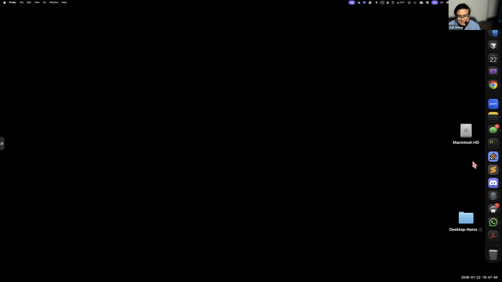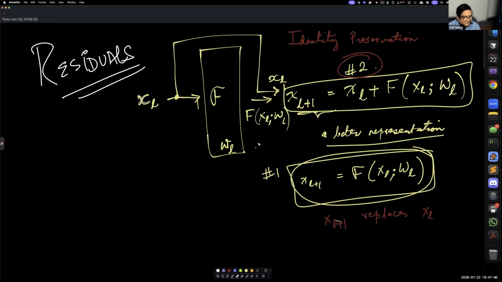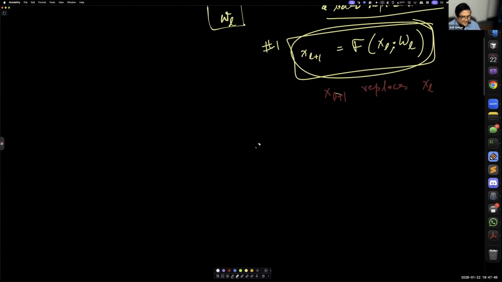So there are two ways of doing residual. It's a good point, actually. Let me put it this way. I'll give you an example. Suppose this is a layer, one layer.